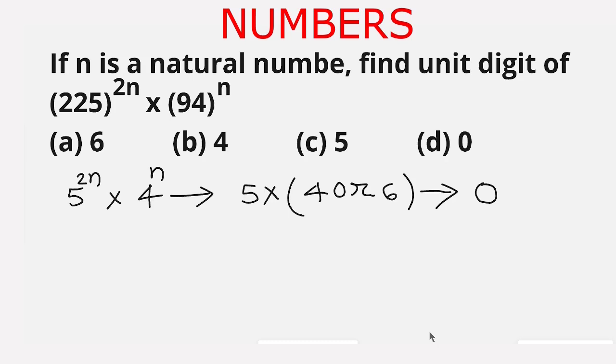We know that when any even number is multiplied by 5, we get 0 at the ones place. 5 multiplied by 2 is 10, 0. 5 multiplied by 4 is 20, we again get 0. 5 multiplied by 6 is 30, we get 0. So whenever any even number is multiplied by 5, the ones place will always be 0. It was a very easy question. And from the given options, our answer is option D, 0.